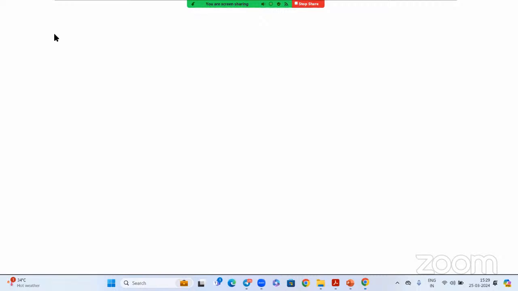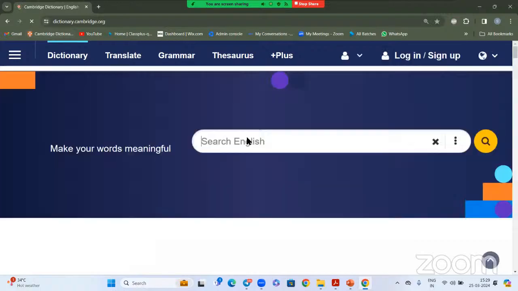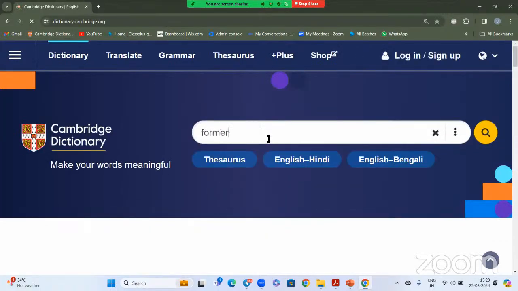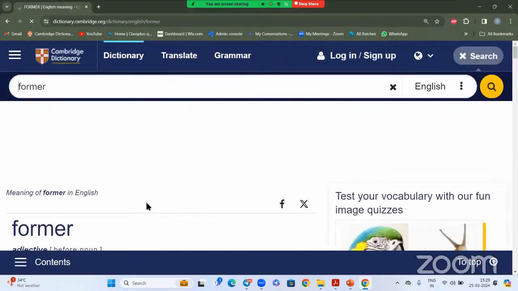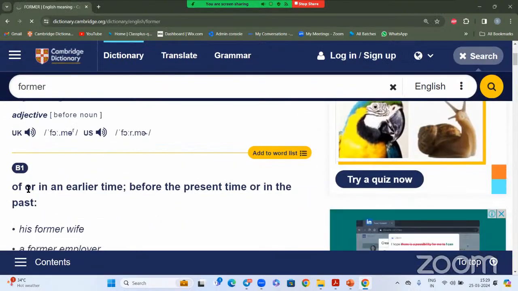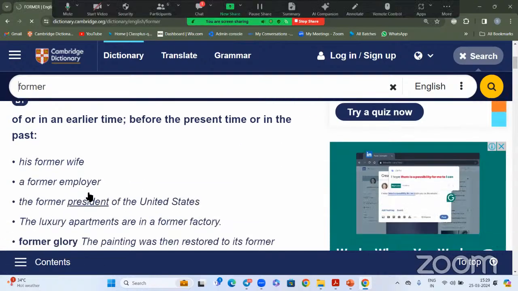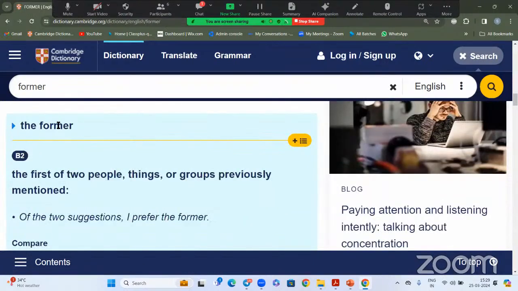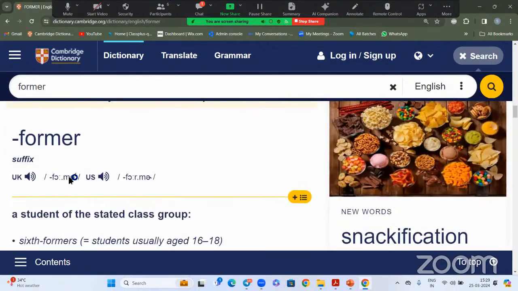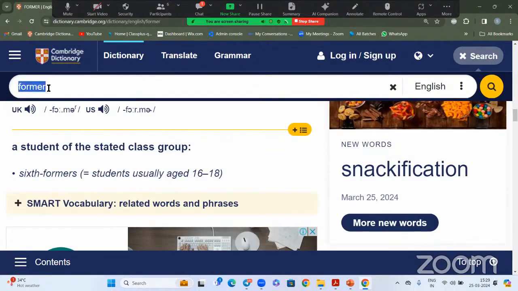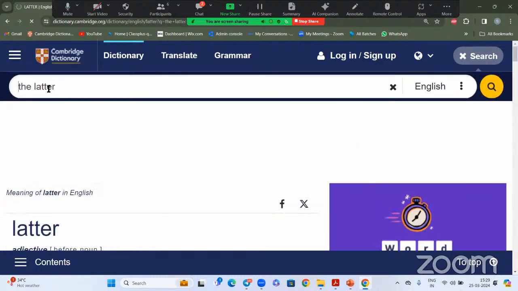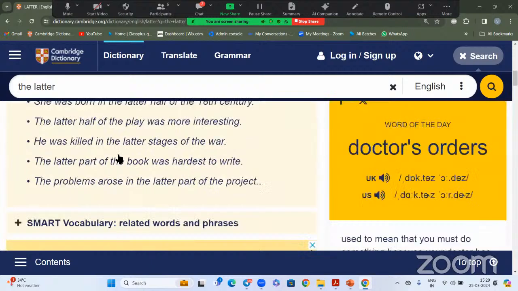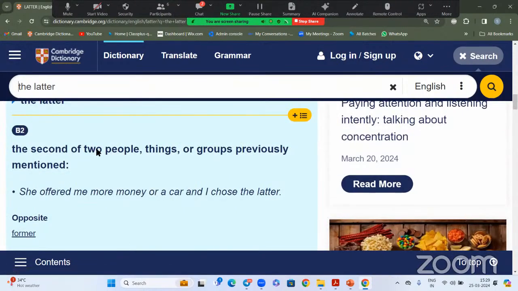Now this is the dictionary. What is the power of the word former? Let us see. Former: of or in an earlier time, before the present time or in the past. That is different. The former: the first of the two people. That is the former. Then the latter means the second of the two people, or two things or anything.